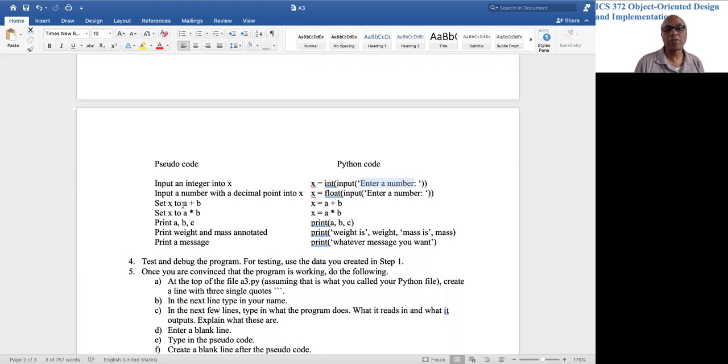So these are all examples. Don't start writing X equals A plus B in your program. That is not right. If your pseudocode is like set X to A plus B, then you write X equals A plus B. If your pseudocode is something like cost equals number of units times price per unit, then you would write cost equals number of units times cost per unit, like this, right? Or if your pseudocode is print X comma Y, then it will be print in parentheses X comma Y. So these are all examples.